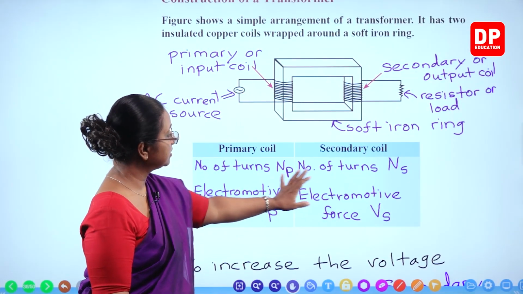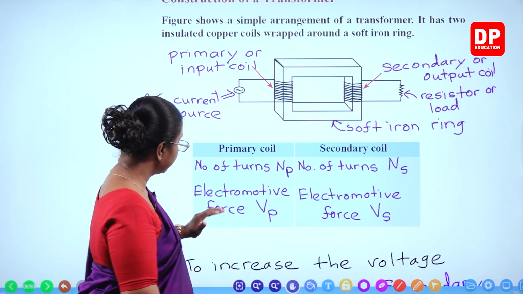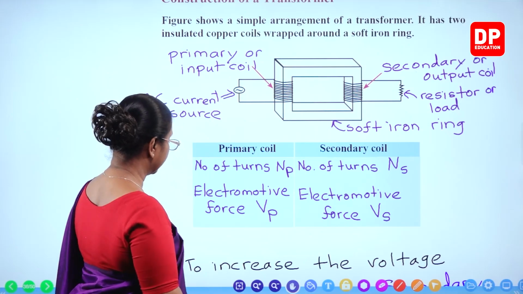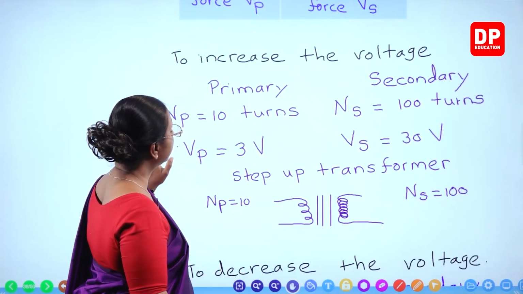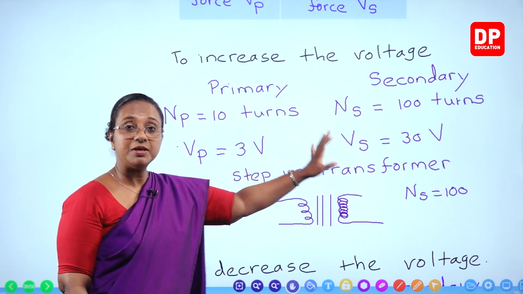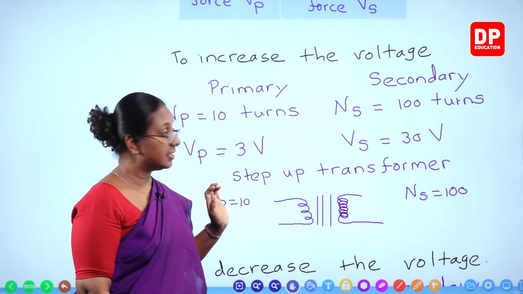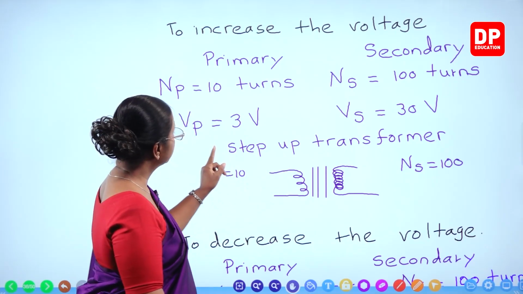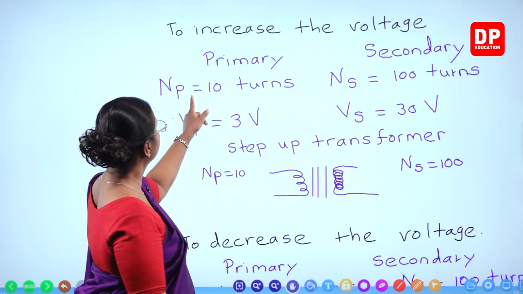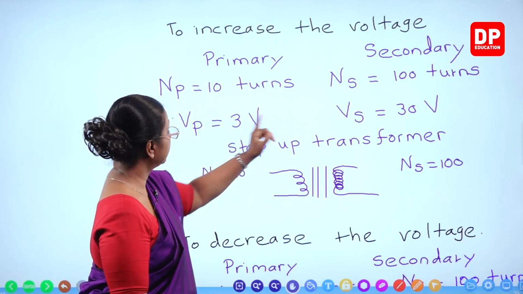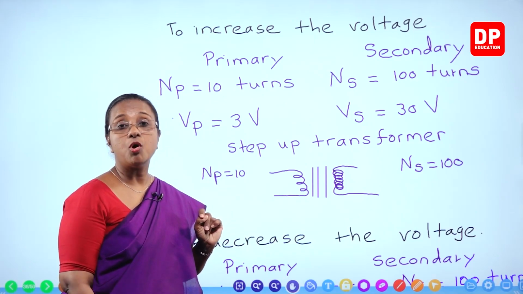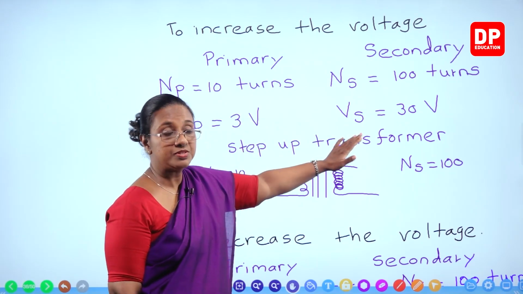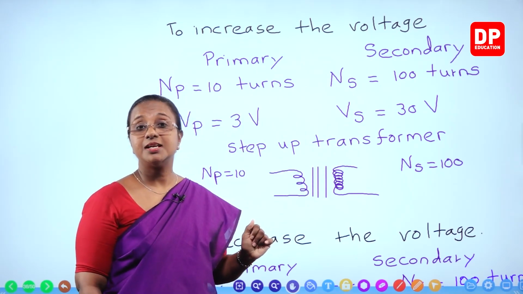So from these, now here, if I go back, you can understand we have the 2 coils, the number of turns in the primary, number of turns in the secondary. Electromotive force in the primary coil, electromotive force in the secondary coil. So to increase the voltage, what do we do? We have less turns in the primary coil, more turns in the secondary coil. So this is the symbol for a step-up transformer. Here, like I explained to you all, the ratio between the number of turns gives the ratio between the voltage difference. So when the number of turns increases 10 times, the voltage also increases 10 times.